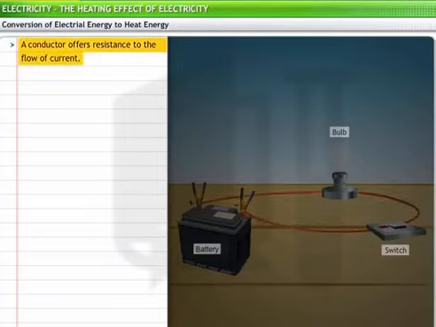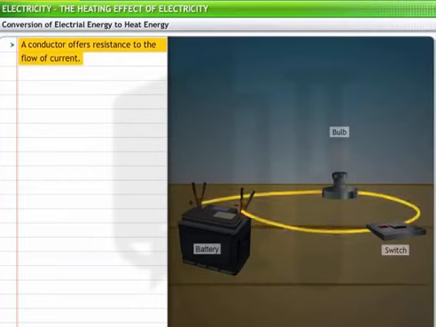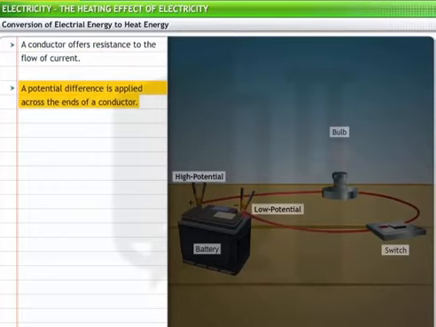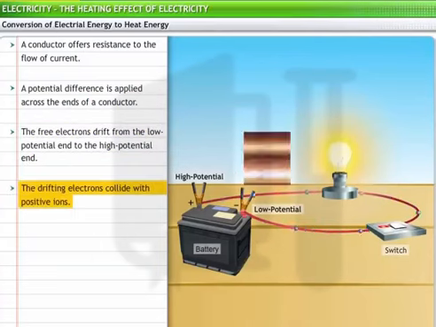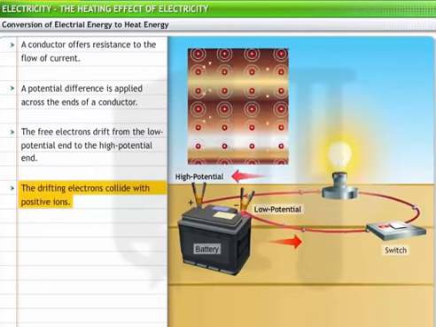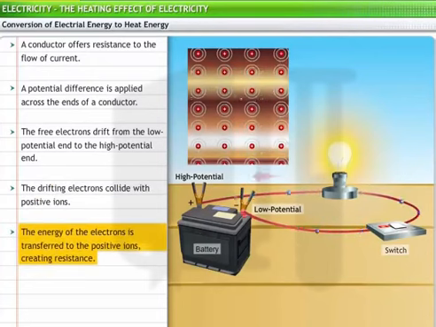Every conductor offers resistance to the flow of current. When a potential difference is applied across the ends of a conductor, the free electrons in the conductor start drifting from the low potential end to the high potential end. These electrons collide with the positive ions, that is, the atoms that have lost their electrons. When the collisions take place, the energy of the electrons is transferred to the positive ions, making the ions vibrate more violently.